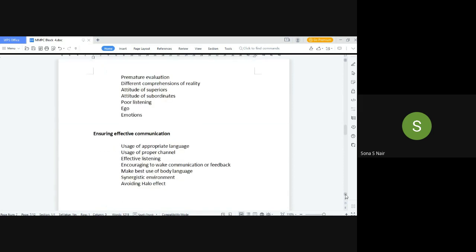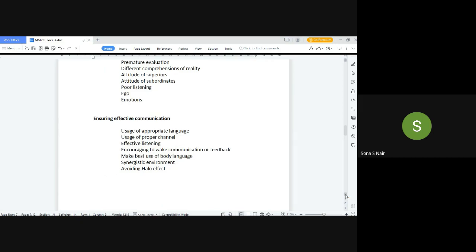How do you ensure effective communication in an organization? When you use appropriate language, a language which is understood by the people to whom you're communicating, that will help you. Proper channel will help you. If it's something important, written communication needs to be used.